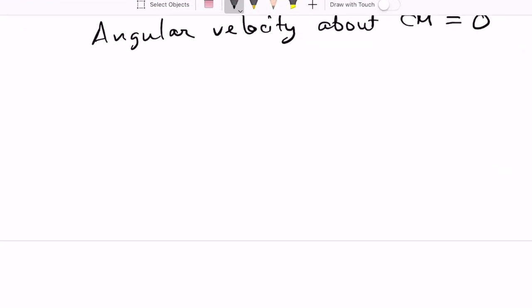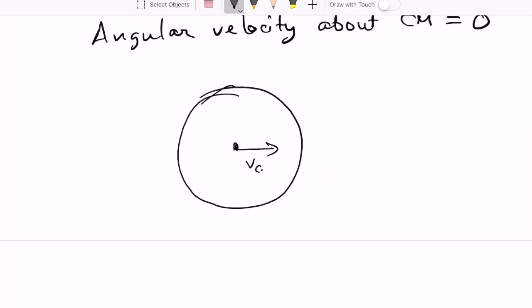So what we have here is a disk which is moving along. The velocity of the center of mass of the disk is VCM, and at the same time it's also spinning. Let's say it's spinning clockwise, and I want to find out the velocity of a point on the edge of the disk. Let's just call this the point P, and let's call this the point O.